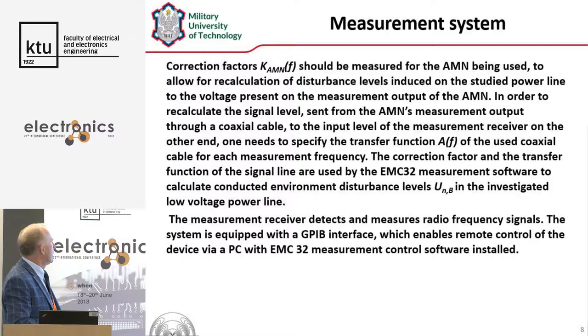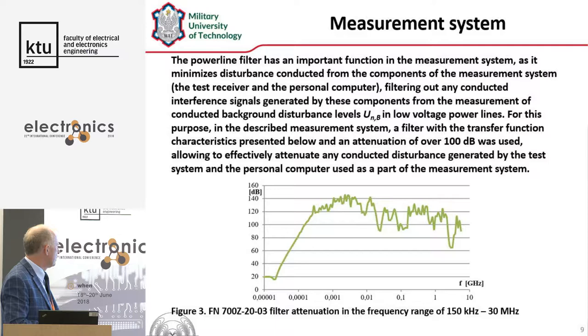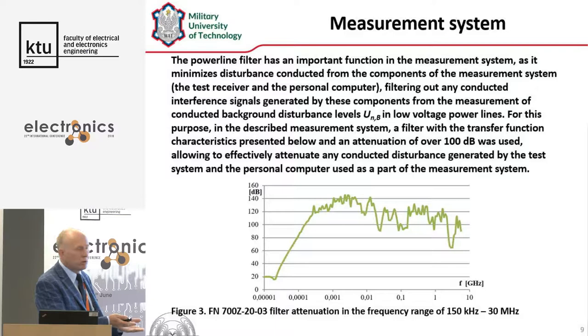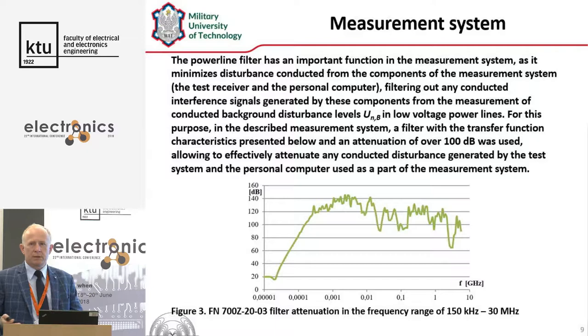Here is presented filter attenuation, which is used to isolate the measurement system from the measured power line circuits. When I measured the disturbance level during the night, when the level of disturbance is very low in the power lines, sometimes the disturbances generated by the PC computers and the measurement receiver are bigger than the levels in the power lines. So I have to use very good filters which have attenuation above 100 dB in order to reduce the disturbances which were generated by my measurement system.